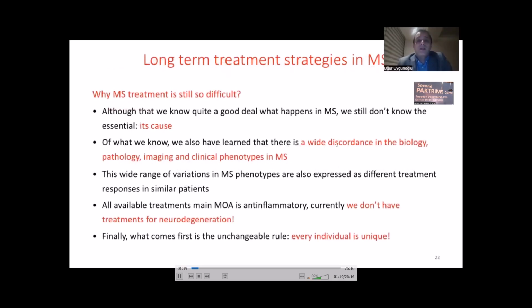So even though there are lots of treatment options in multiple sclerosis and new treatment options being developed, why is MS treatment still so difficult? Although we know quite a good deal about what happens in MS, we still don't know the essential cause of multiple sclerosis. Of what we know, we have also learned that there's a wide discordance in the biology, pathology, imaging, and clinical phenotypes in MS. All available treatments mainly affect the anti-inflammatory side of multiple sclerosis, and currently we don't have treatments for neurodegeneration. And finally, what comes first is the unchangeable rule: every individual is unique in multiple sclerosis.